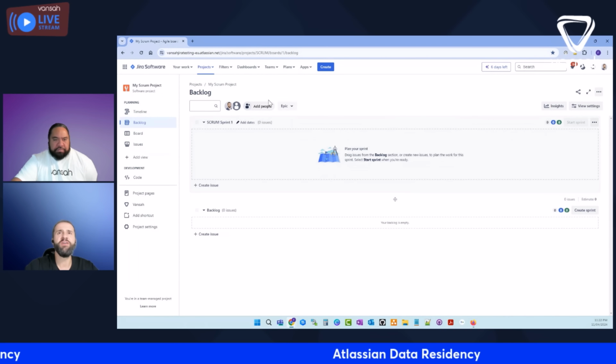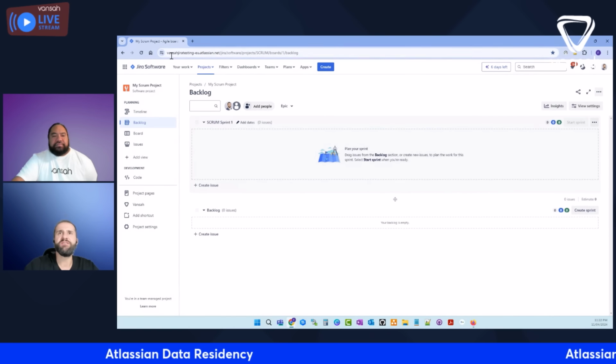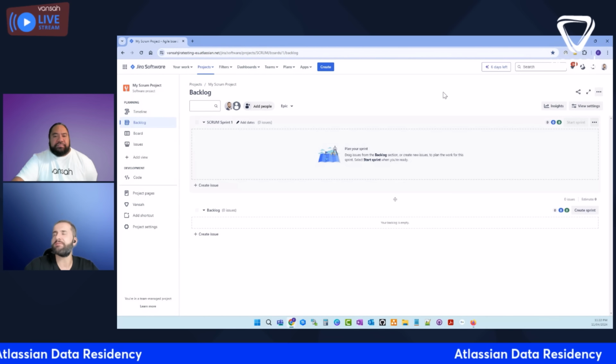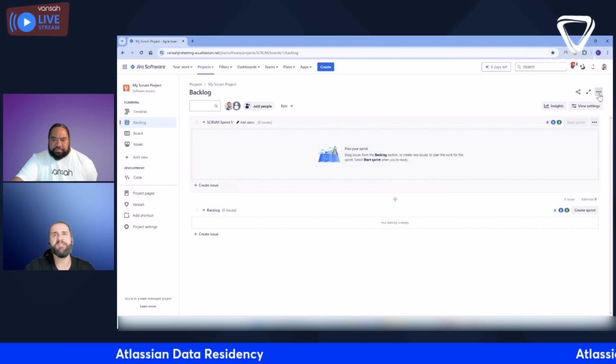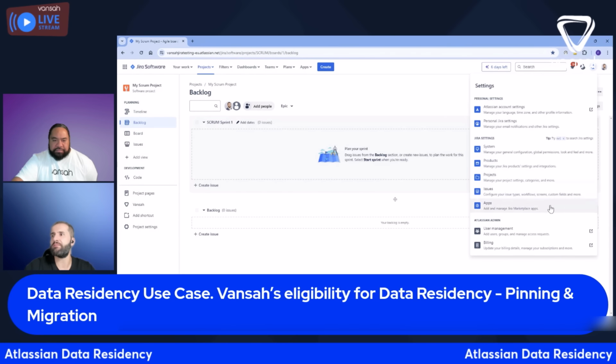Okay, so you can see my screen there now, Hala? That's correct. All right, great. So what I'm using is just a Jira workspace here, for demonstration purposes, to talk about where you can actually find your data residency information.